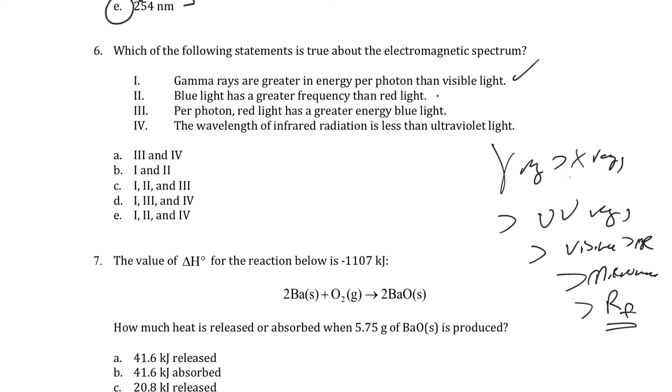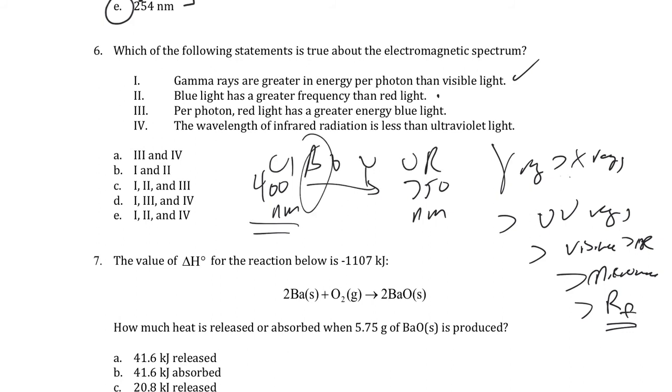Blue light has a greater frequency than red light. Let's think about this for a minute. Blue is on the 400 nanometer side, red is on the 750 nanometer side, and you get this backwards Roy G. Biv color. So blue is closer to 400 nanometers, and red is on the very top of the visible region at 750 nanometers. And so blue light has a lower wavelength, so it has to have a greater frequency. So yes, blue light should have a greater frequency than red light. Blue light has a greater energy than red light as well. Greater energy, greater frequency. Per photon, red light has a greater energy than blue light.